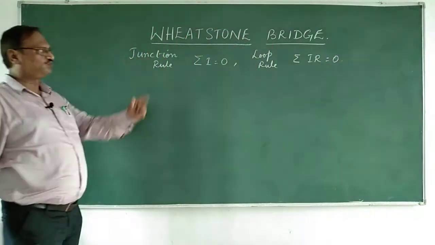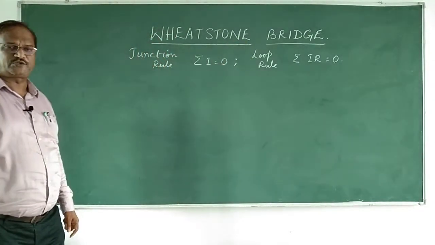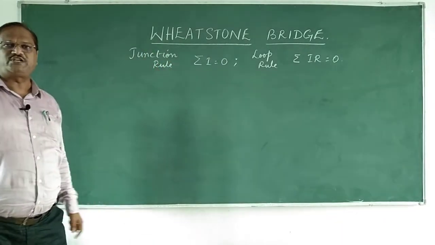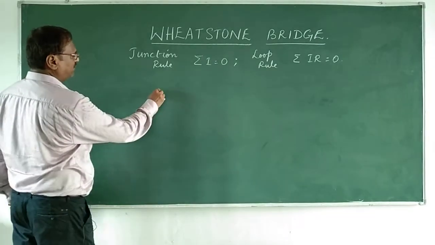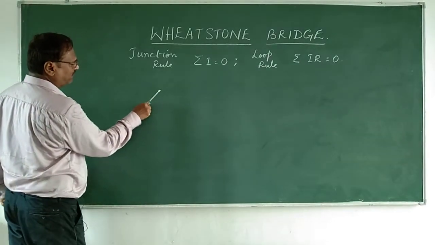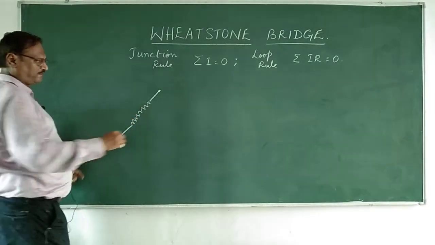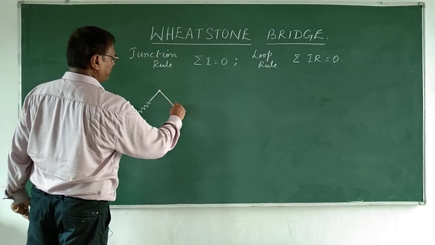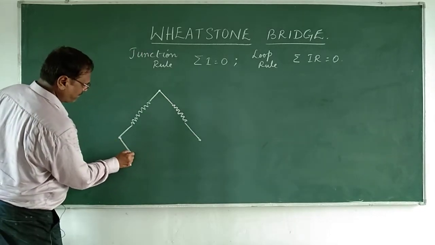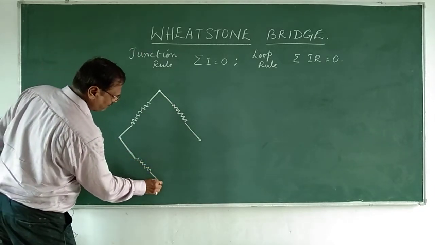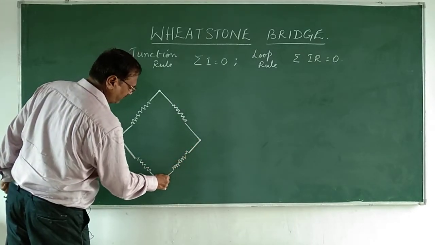Using these two rules, we are going to construct a circuit, a network, which is called Wheatstone Bridge or Wheatstone network. It has 4 resistors which are connected at the 4 arms of a square. So I am going to draw here a Wheatstone network. These are the 4 arms of a square, right?